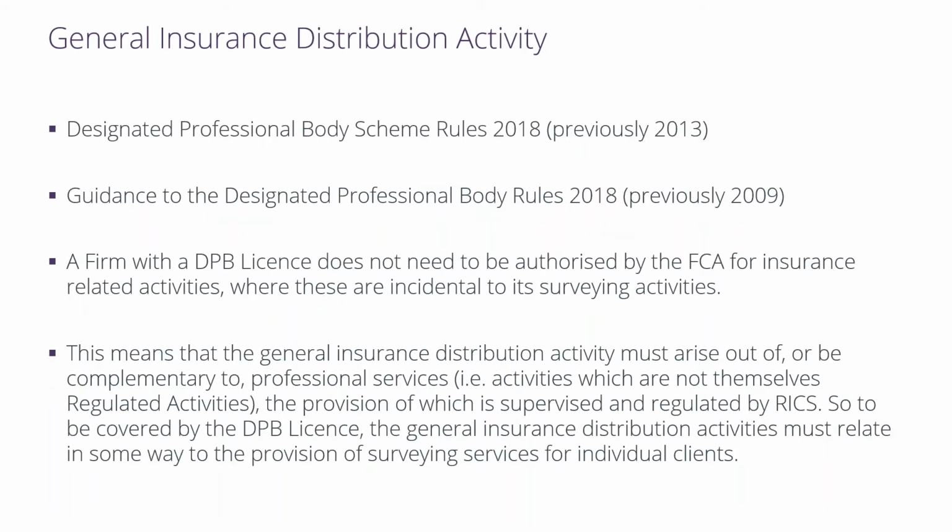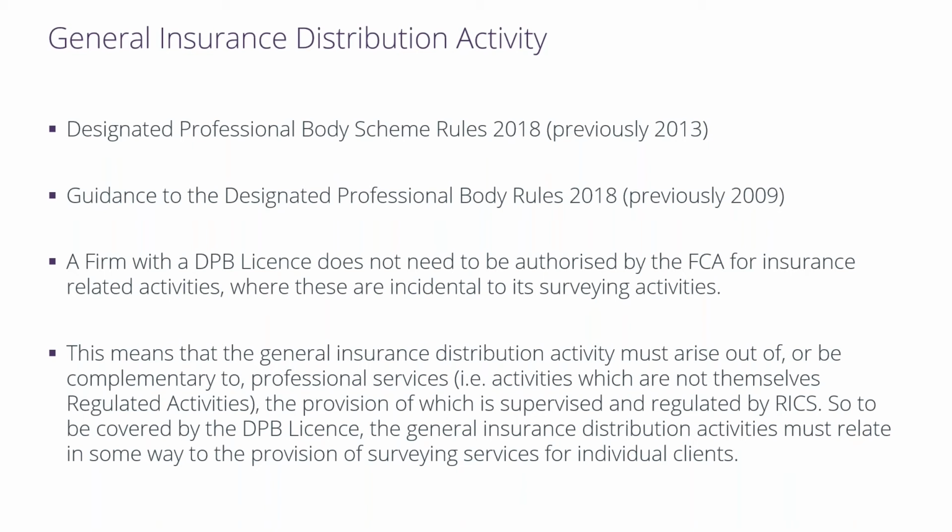The rules and guidance are governed by two documents. Firstly, the Designated Professional Body Scheme Rules 2018 and the Guidance to the Designated Professional Body Rules 2018. The links to both documents are provided at the end of the webinar. As previously stated, an RICS firm with a DPB license does not require authorization from the FCA. The RICS has been designated as a DPB and therefore can grant DPB licenses to firms whose regulated activities fall within the scope of the exemption.